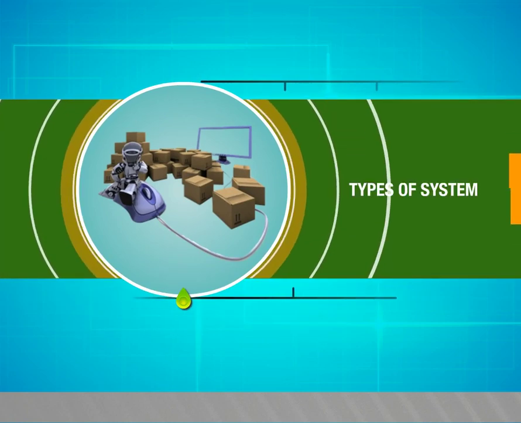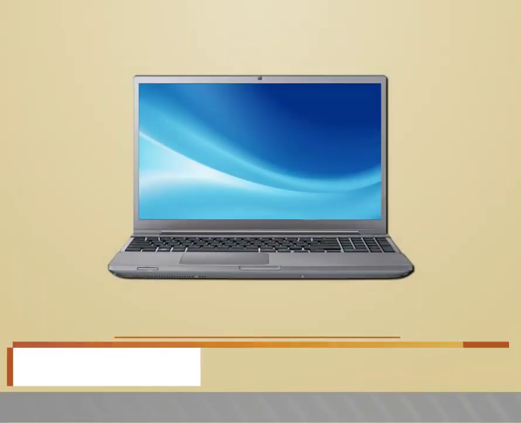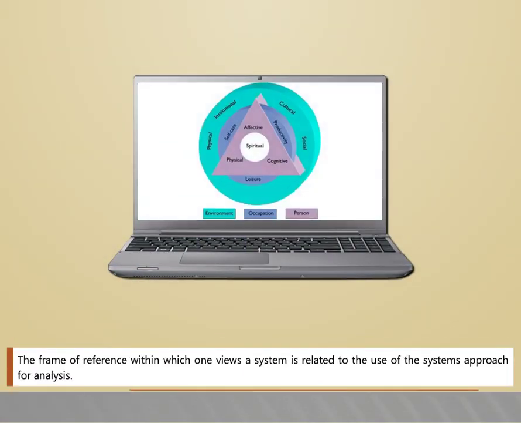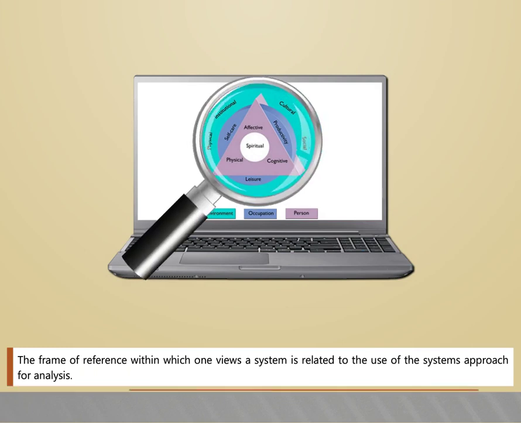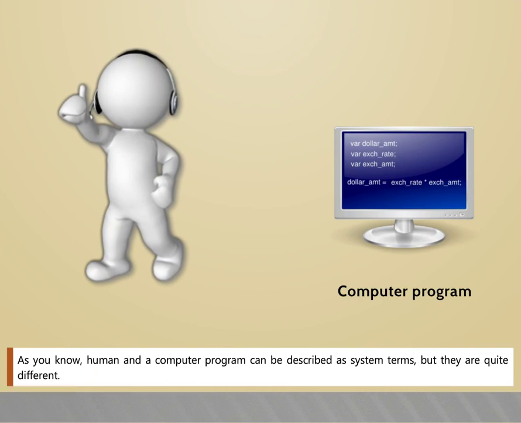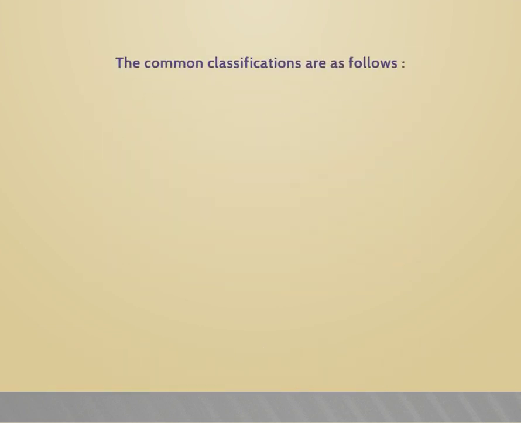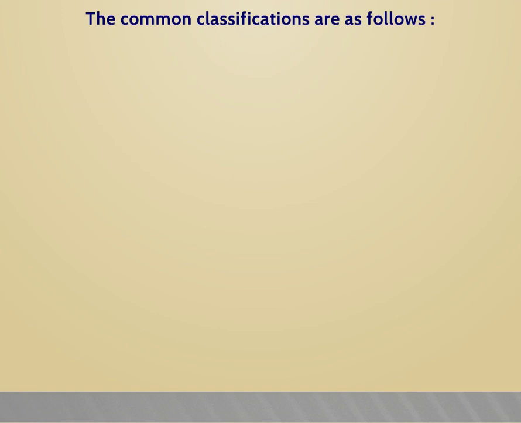Types of system. In this video, we are going to see about types of system. The frame of reference within which one views a system is related to the use of the systems approach for analysis. As you know, a human and a computer program can be described in system terms, but they are quite different. There are several ways of classifying systems that emphasize these differences. The common classifications are as follows.